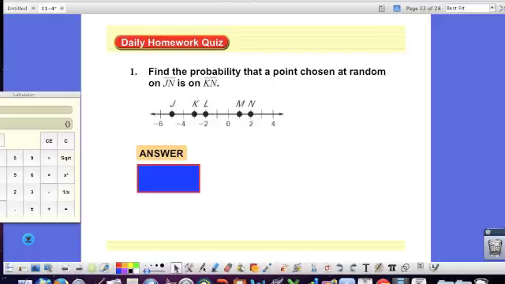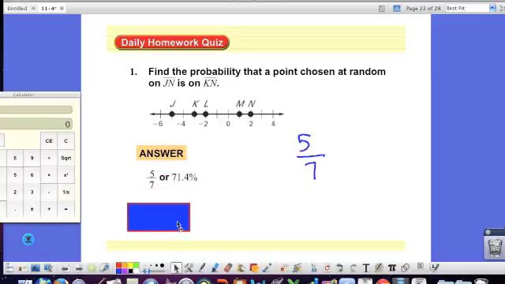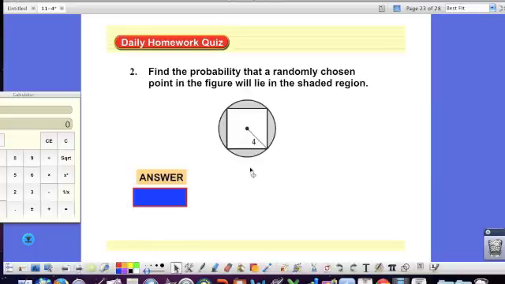And now it's time for the daily homework quiz. I said this is a very easy lesson. So find the probability that a point chosen at random is on JN and KN. So J to N, these are skipping, is from -5 to 2. So 7 spaces long. And K to N is 5 spaces long. So 5/7, or if you did that in calculator, 71.4%.